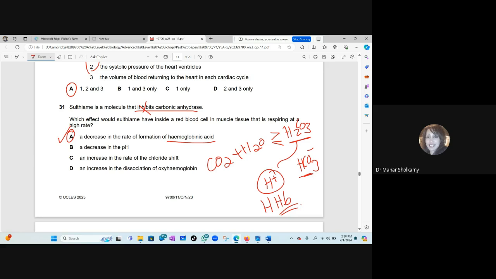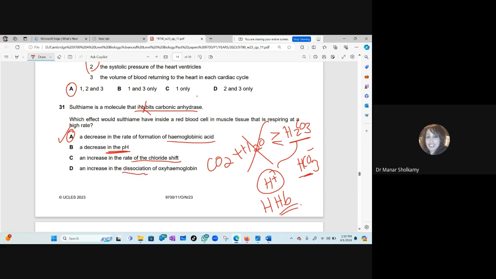Yes? Look at the rest. B, a decrease in the pH. This is not going to happen, so there will be no decrease in pH. This reaction will stop. So B is wrong. C, an increase in the rate of the chloride shift. No, it will not increase it. It will decrease it because this reaction also will stop.